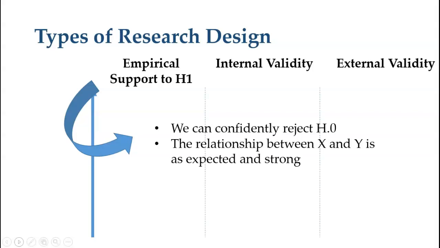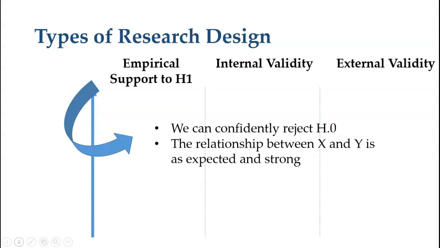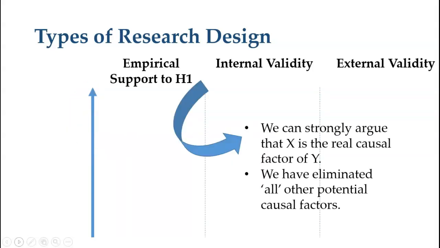First, to find empirical support for our hypothesis, and we do that when we are able to reject the null hypothesis and when we find strong support for the idea that X affects Y in the way that I expected, in the way that my theory expected. Okay. Second, we achieve internal validity, and we have internal validity when we are able to reject all other potential causal factors. Okay. In such a way, we are able to say that X is the real factor explaining Y or causing Y.